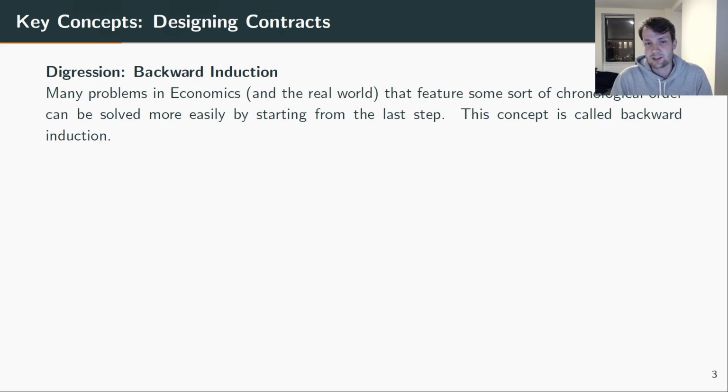Oftentimes in economics, and actually in the real world in general, we have problems that have some sort of chronological or otherwise logical ordering to them. And solving them from start all the way to the finish is very, very difficult. However, it's usually much, much easier to start from the last step, right?